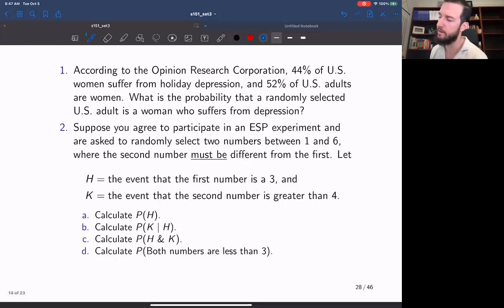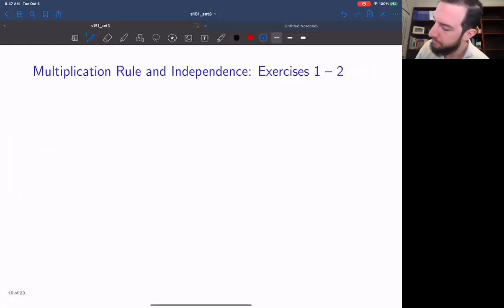So in part one, it says, according to the Opinion Research Corporation, 44% of US women suffer from holiday depression. 50% of US adults are women. What is the probability that a randomly selected US adult is a woman who suffers from depression? Okay, so what's happening in question one is we are asking, what is the probability that we have a woman, a US woman, and she suffers from depression?